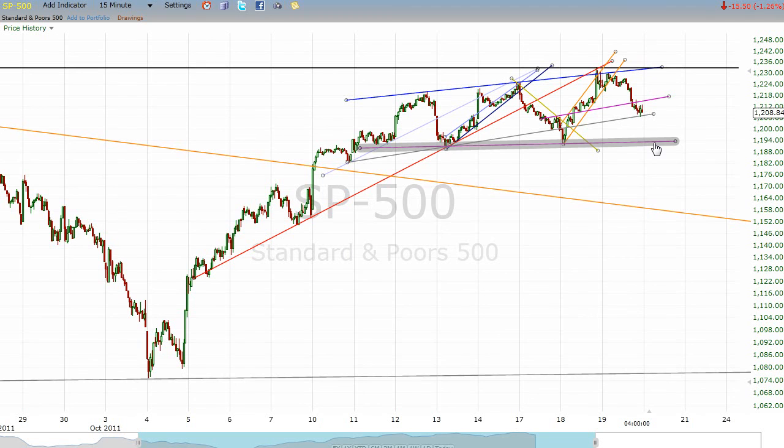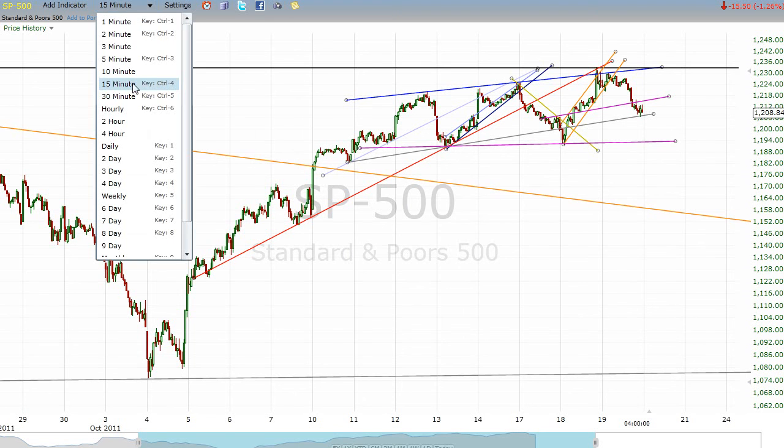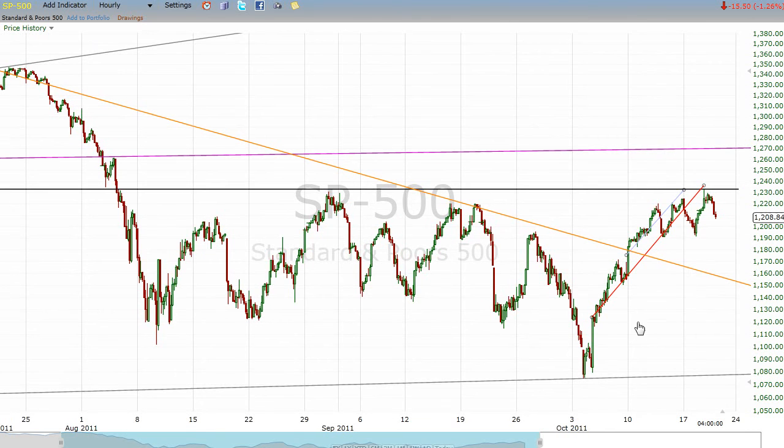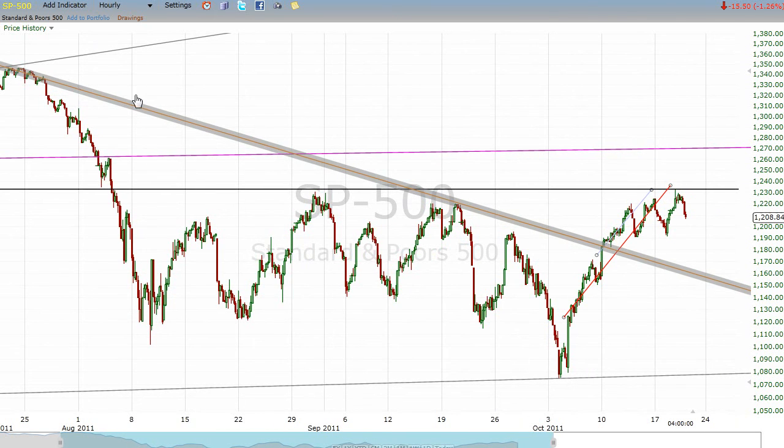If that line gets taken out, then I'm thinking another 50-point downside at least. But wherever we meet that orange line, if this happens, that should be a good spot to expect a significant bounce.